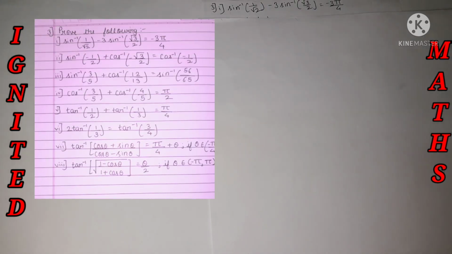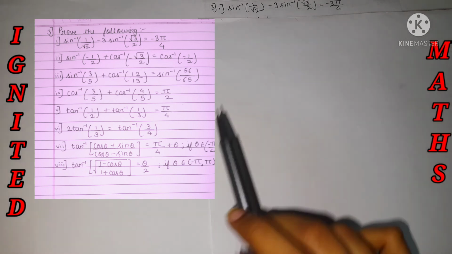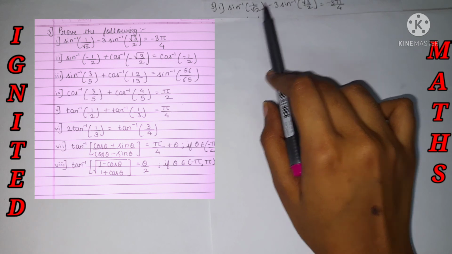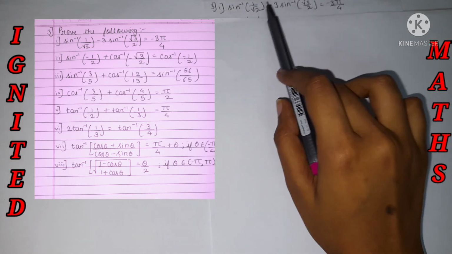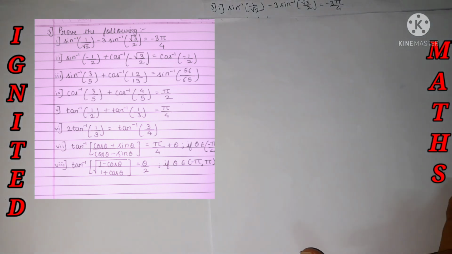Over here it is absolutely the same as we have done previously. The thing is we need to take the LHS value and prove it equals the RHS, but the procedure is absolutely the same. So let's move to the first sub question: sine inverse of 1 by root 2 minus 3 sine inverse of root 3 by 2. First find sine inverse of 1 by root 2 and sine inverse of root 3 by 2, put them in, and we'll get the answer as minus 3 pi by 4.